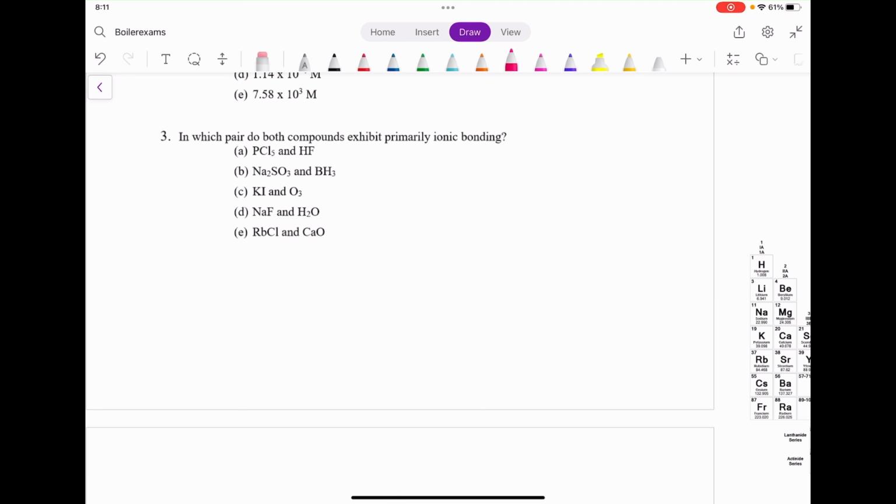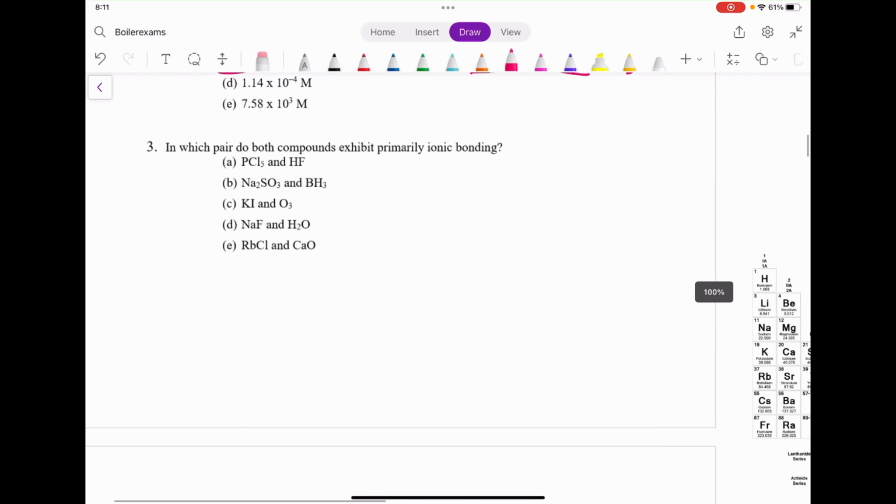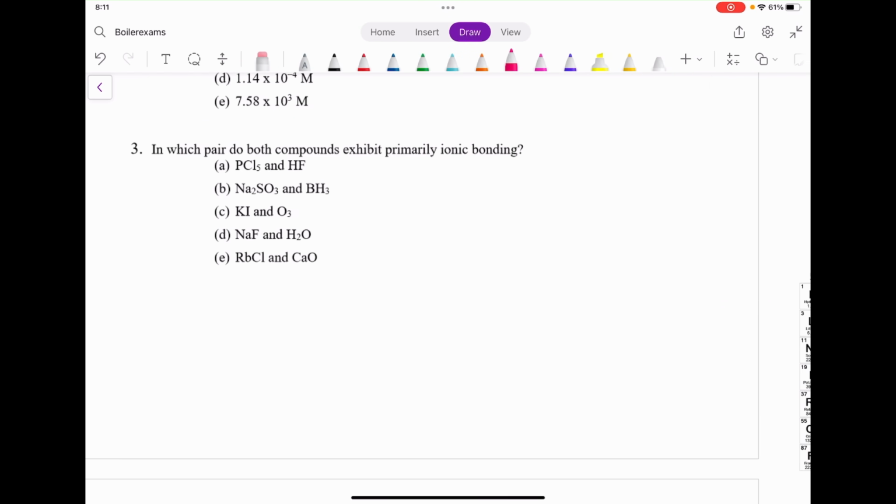Great. Question 3. In which pair do both compounds exhibit primarily ionic bonding? Ionic character is related to the difference in electronegativities. I don't know the equation off the top of my head, so I'll write it as proportional to the electronegativity difference. Alpha means proportional to.